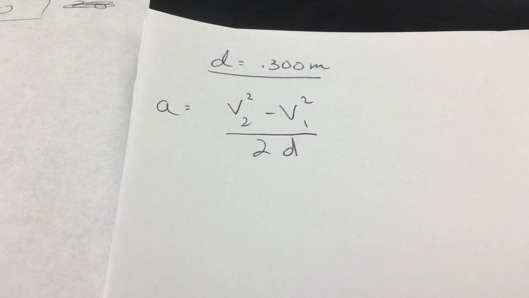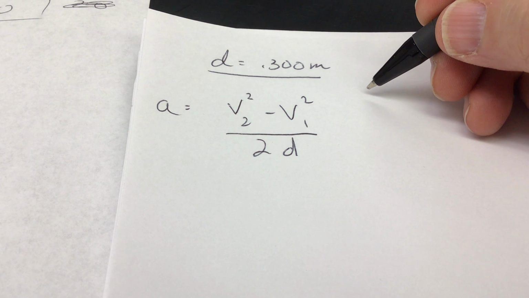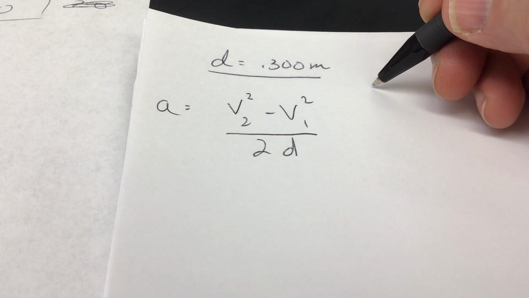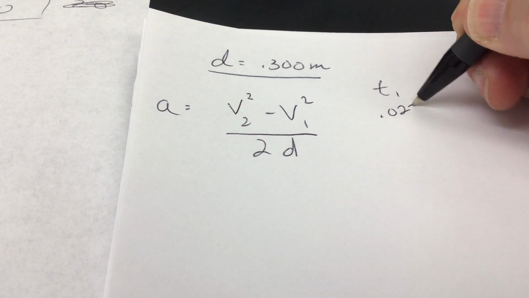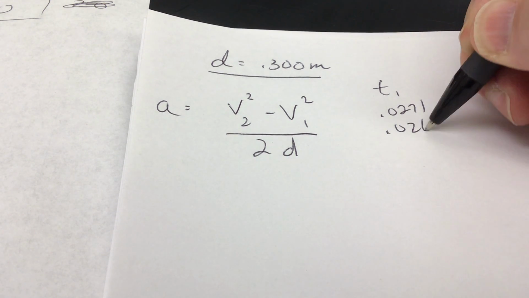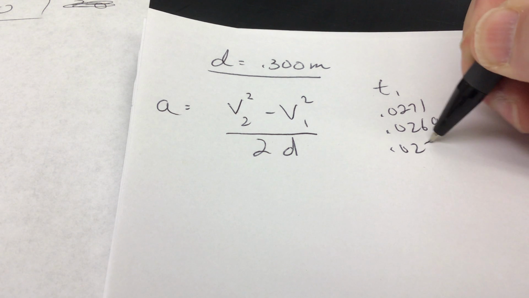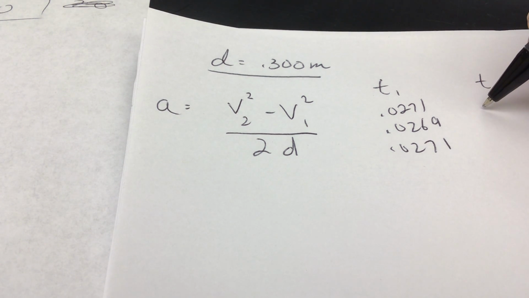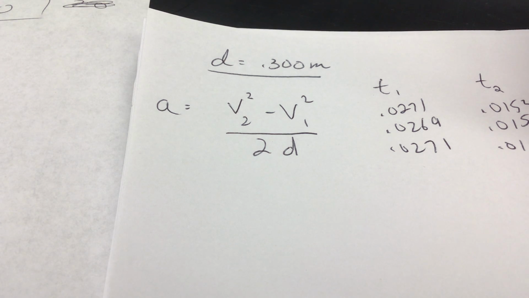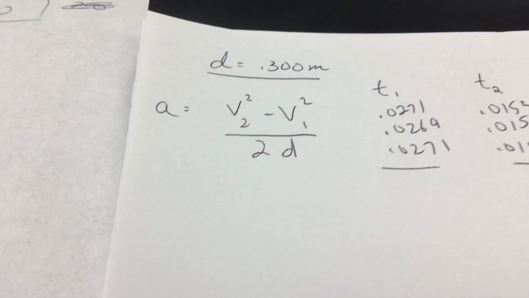I'm picking the middle trial. You're going to have to do this for each of the distances, and find an average of the time. So let's just recap. For d equal to 3, we've got T1s of 0.0271, 0.0269, and 0.0271. And for T2, the time trials, we got 0.0153, 0.0152, and 0.0153. So the first thing you want to do is take the average and standard deviation of those times.